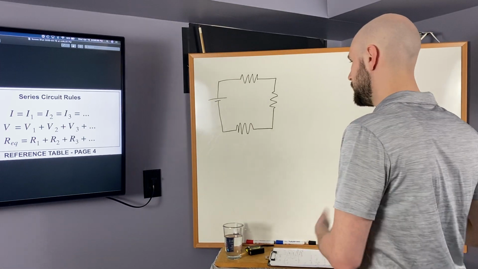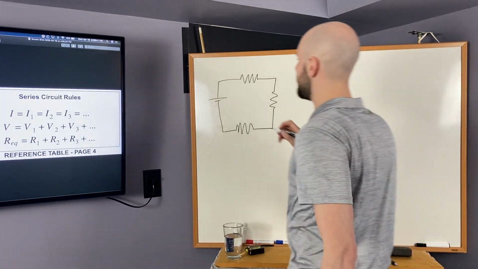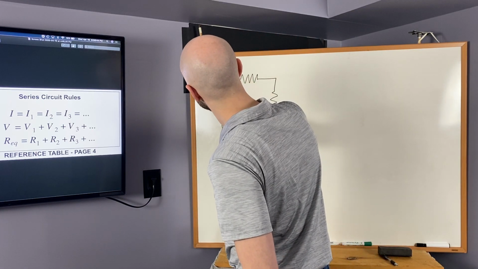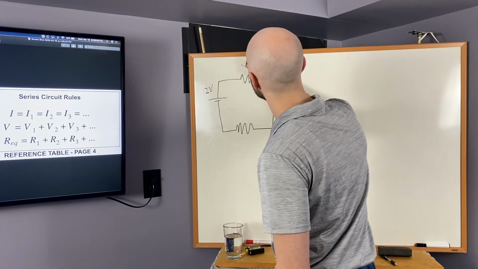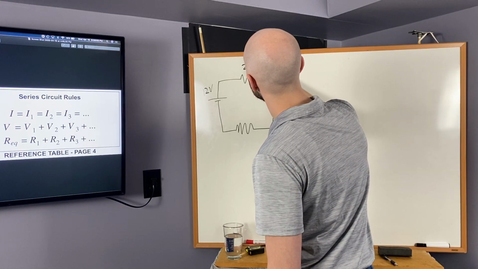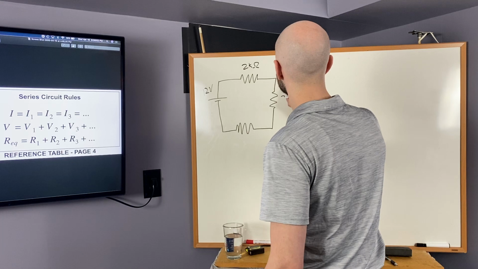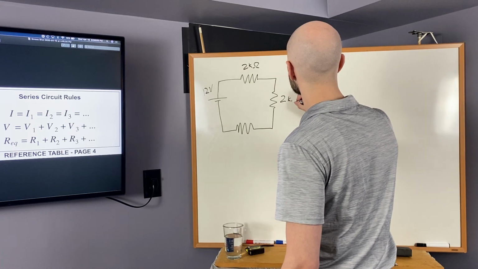And let's do an example with, let's say, a 12-volt source, pretty standard for some tabletop electronics. And then each one of these is going to be 2 kilo ohm resistors.